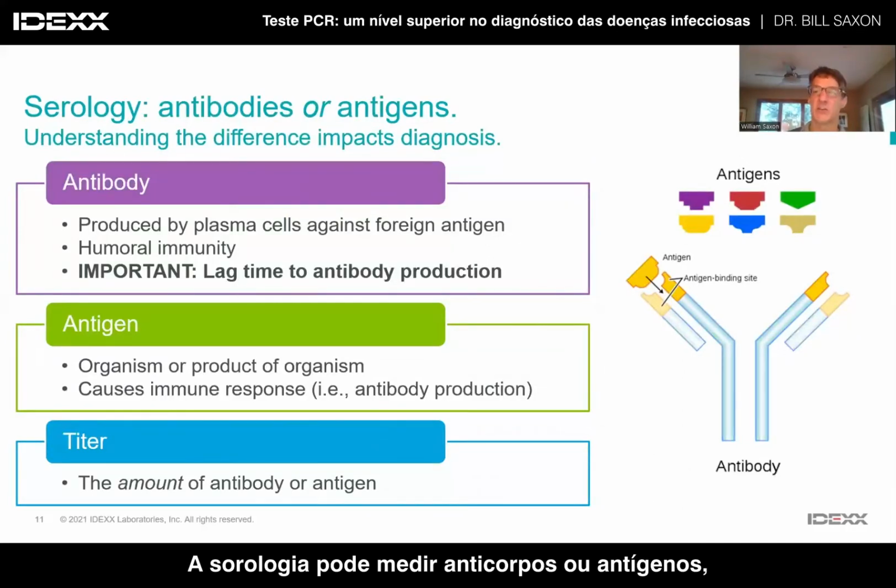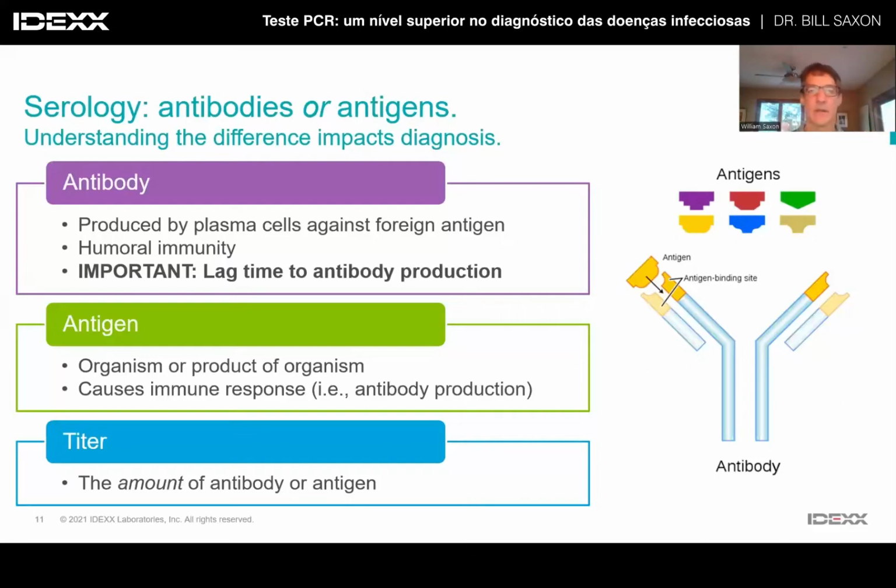Serology can measure either antibodies or antigens, and it's really important to know which your test is identifying because it tells you different things. Antibodies, obviously, are produced by plasma cells, and they are the response of the humoral immune system to a foreign antigen. The key about antibody production is that there's a lag time. Just think about on average 10 to 14 days between when an animal is exposed and produces detectable antibodies. There's a lag time there.